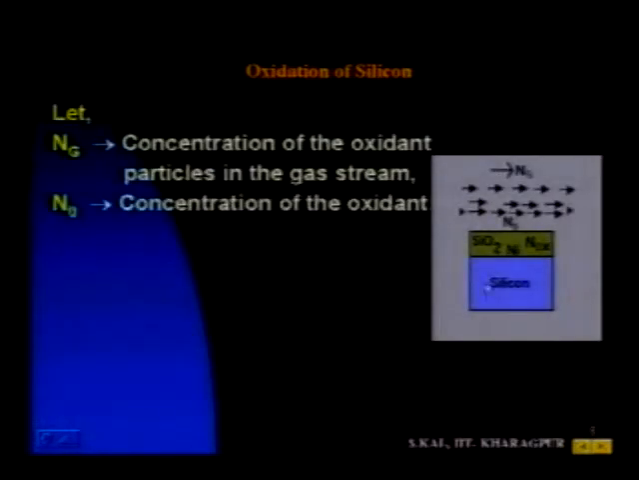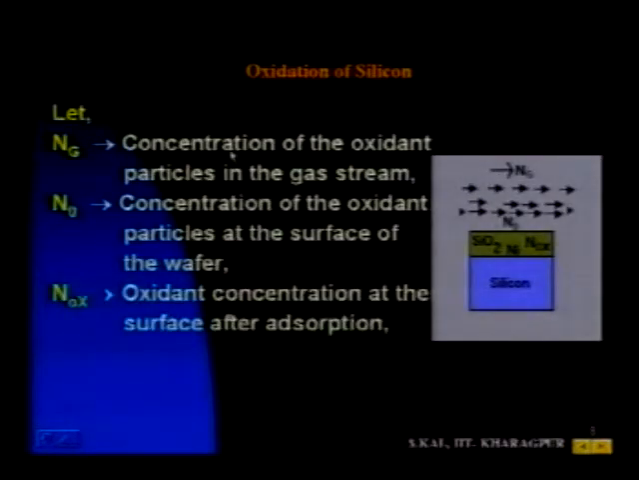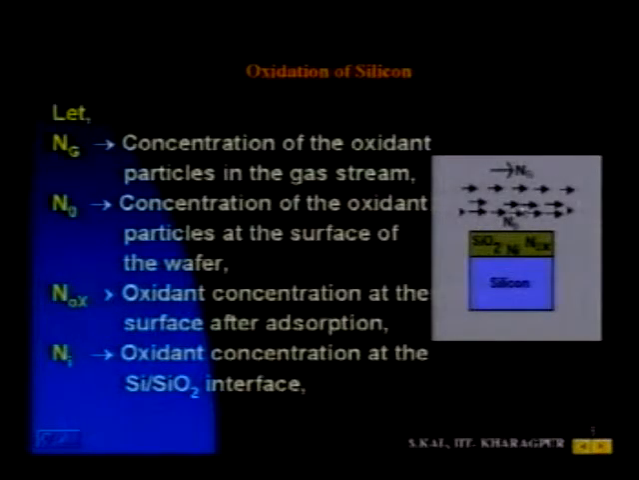Now there are certain definitions. Let us discuss one by one what those definitions are. Let Ng be the concentration of the oxidant particles in the gas stream. Ng is shown here. Concentration means the number of oxidant particles per unit volume, that is the concentration in the gas stream, Ng.